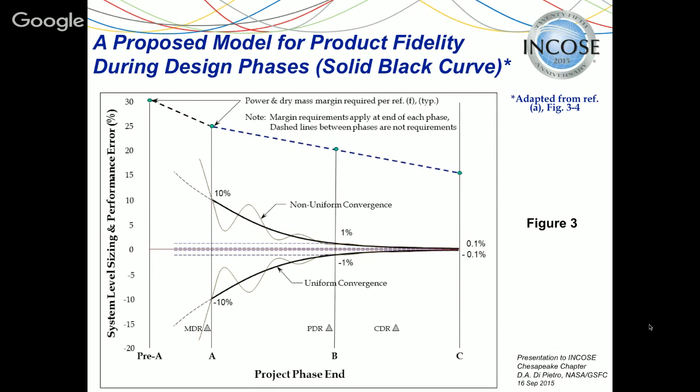All of this convergence here needs to happen within the envelope of whatever design rules your organization levies. At Goddard, for example, we're told that power and dry mass at the end of phase A has to carry a 25% margin on it, and at the end of phase B, 20%, at the end of phase C, 15%. So this is an envelope that everything has to happen within.